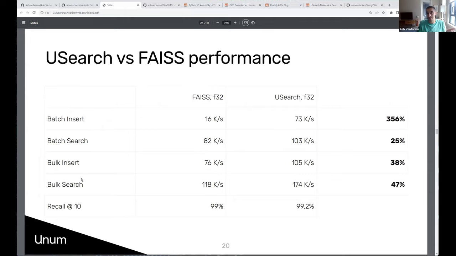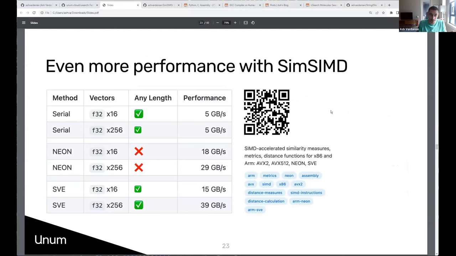FAISS is another library that implements the same algorithm, and it's using the same data structure, but depending on the quality of the implementation, there can easily be a 4x performance difference, even on a scale of 1 million points. 1 million points is very small compared to what we are aiming for. So let me show you a couple of other tricks that we've achieved, thanks to which we got to a 10x performance difference and subsequently 100x performance difference compared to FAISS.